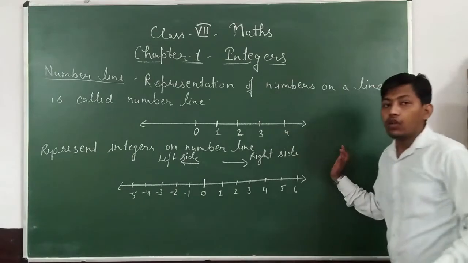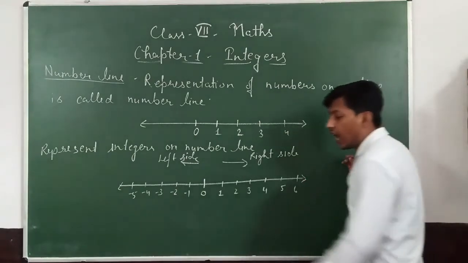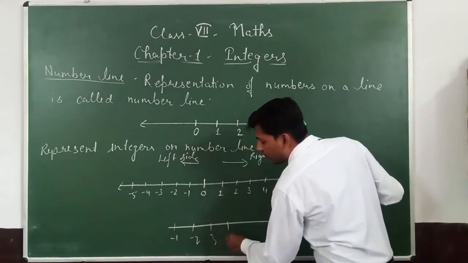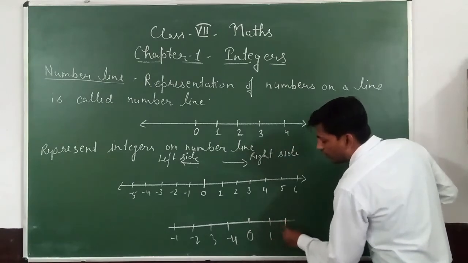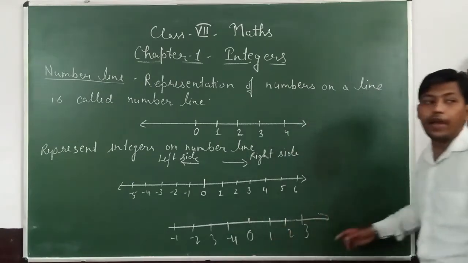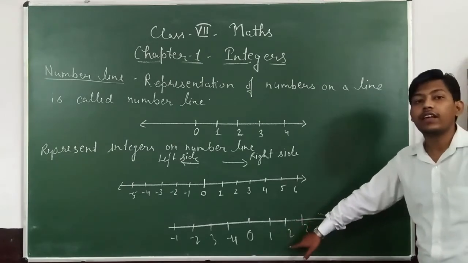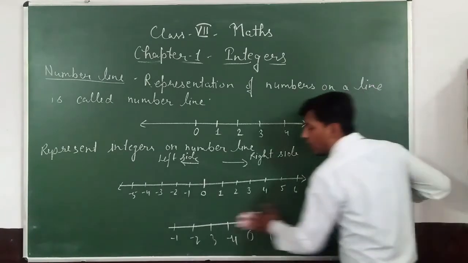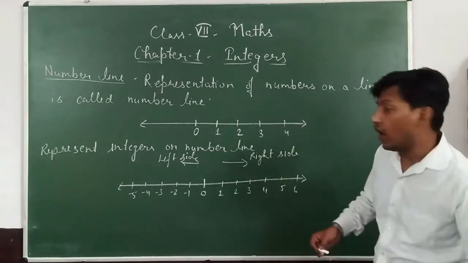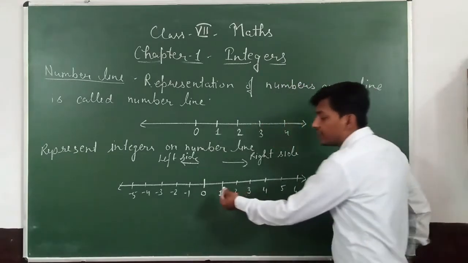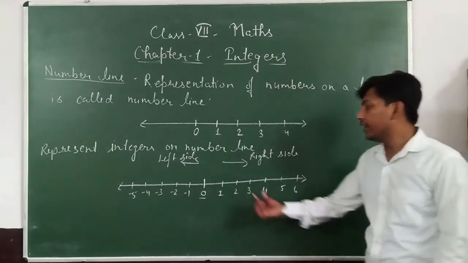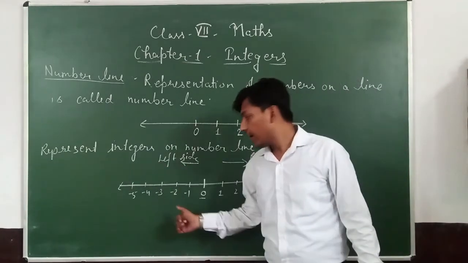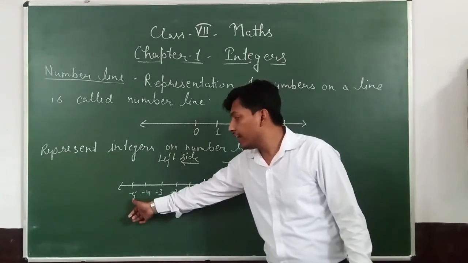Listen carefully. When you are representing on a number line, don't write -1, -2, -3, -4, 0, 1, 2, 3. This is the wrong manner and it is not correct. So follow the instructions: first mention 0 at the center, then moving to the right side, write positive integers, and moving to the left side, write negative integers in increasing numeral order.